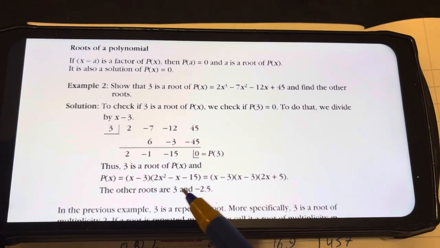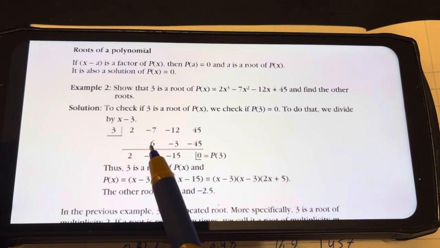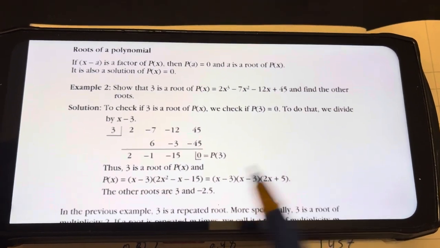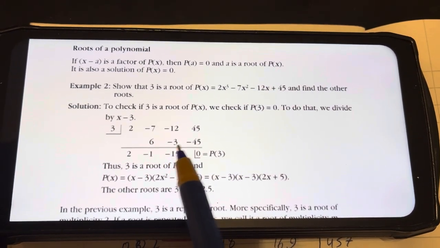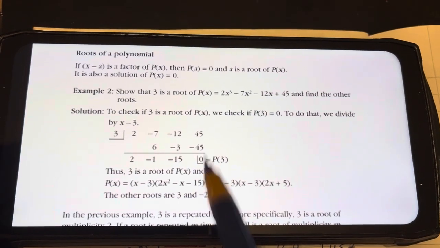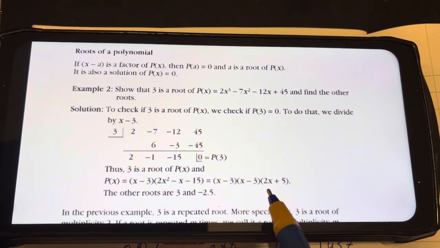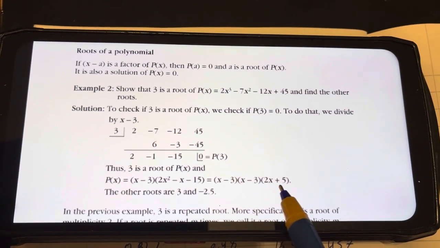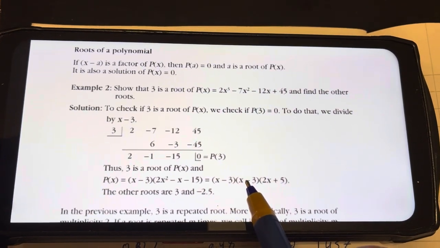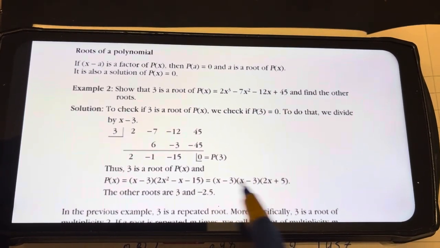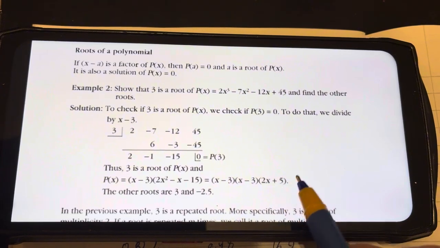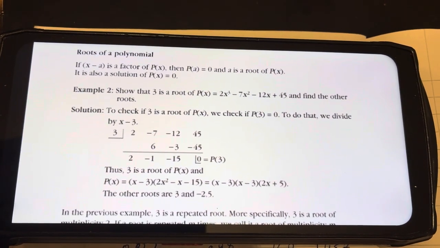And he's asking here for the other roots. Then you have to put this equation, which is 6x squared minus 3x minus 45. And then he factorizes it to x minus 3 and 2x plus 5. So already you have x is equal to 3 as a solution. So the other one will be minus 5 over 2 or minus 2.5.